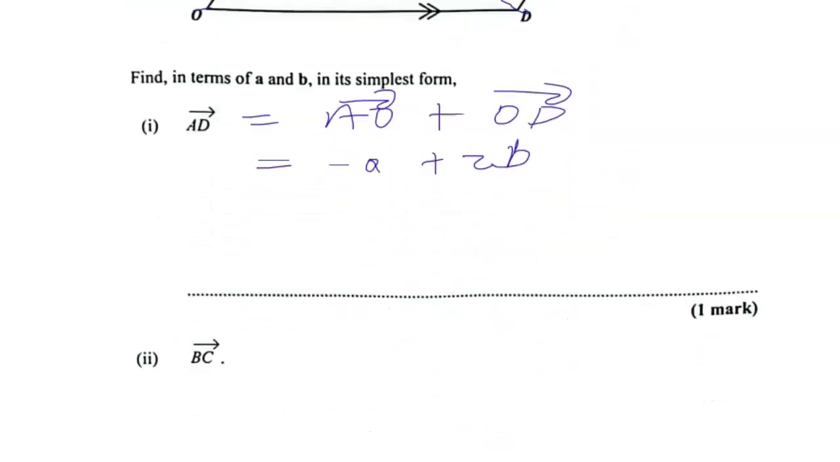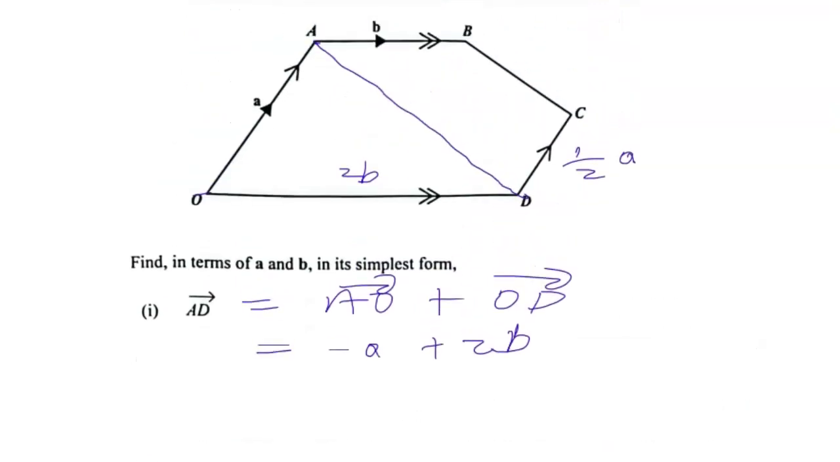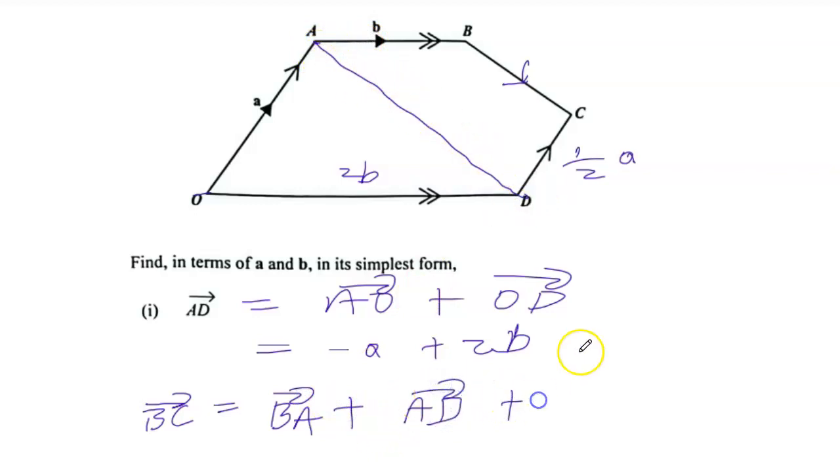Next, we're asked to find the vector BC. If we're at B and we want to get to C, B to C, that's here. So for BC, we can go B to A, and then A to D, and then D to C. That's how we can get from B to C.